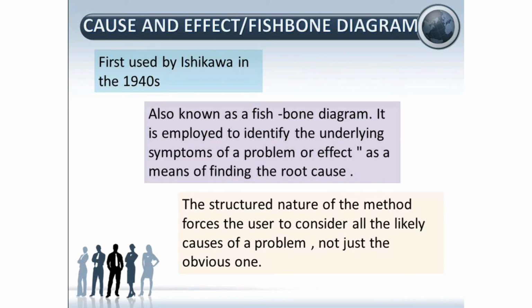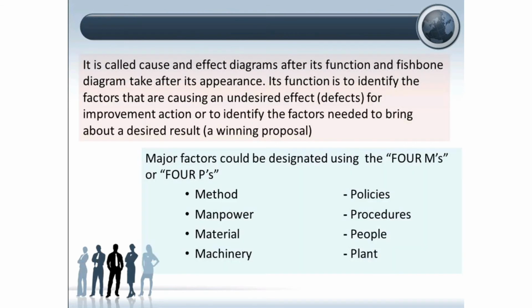So, what is the cause and effect fishbone diagram? It was first used by Ishikawa in the 1940s. Also known as a fishbone diagram, it is employed to identify the underlying symptoms of a problem or effect as a means of finding the root cause. The structured nature of the method forces the user to consider all the likely causes of a problem, not just the obvious one. It is called a cause and effect diagram after its function, and a fishbone diagram after its appearance.